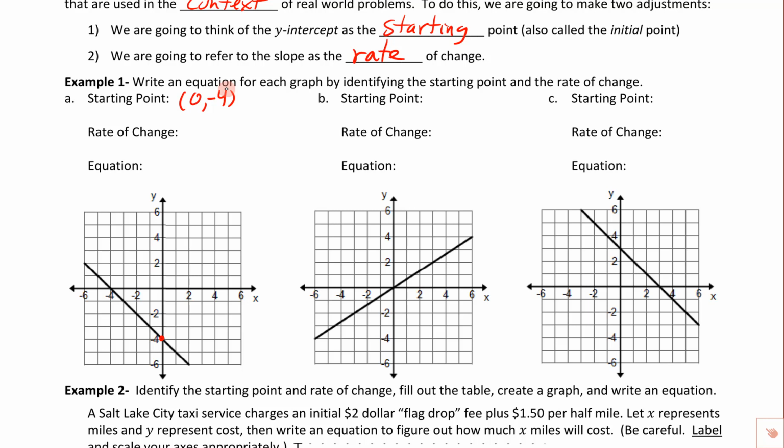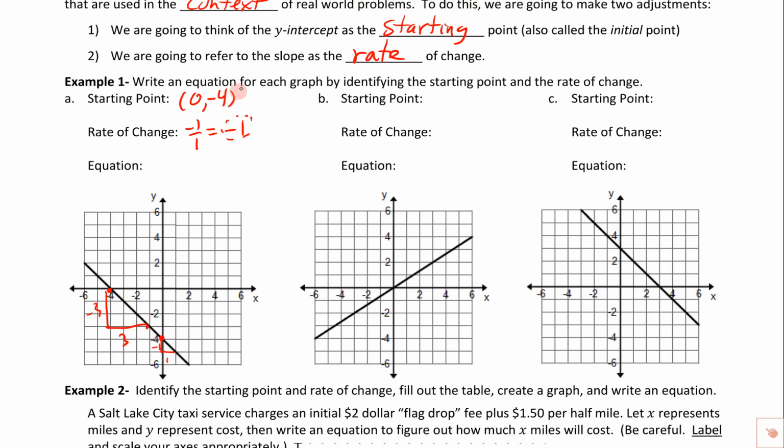The y value of -4, and then we need the rate of change. We need the slope. So on this one, we're going to go down 1 and right 1. So -1 for the rise, 1 for the run, or we could do, say, from this point to this point, down 3 and over 3. Either way, when we find that, it's going to be -1 on the top, 1 on the bottom, so it's going to be a rate of change of -1.